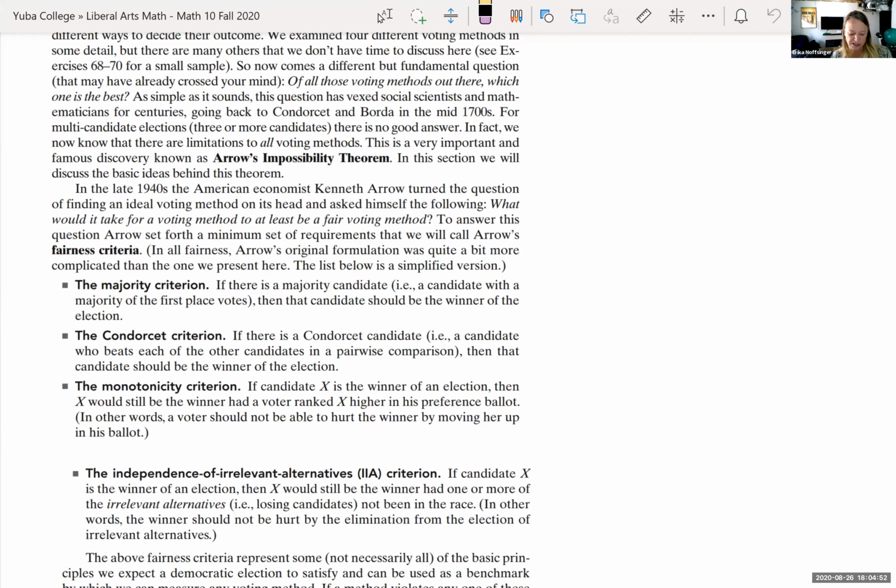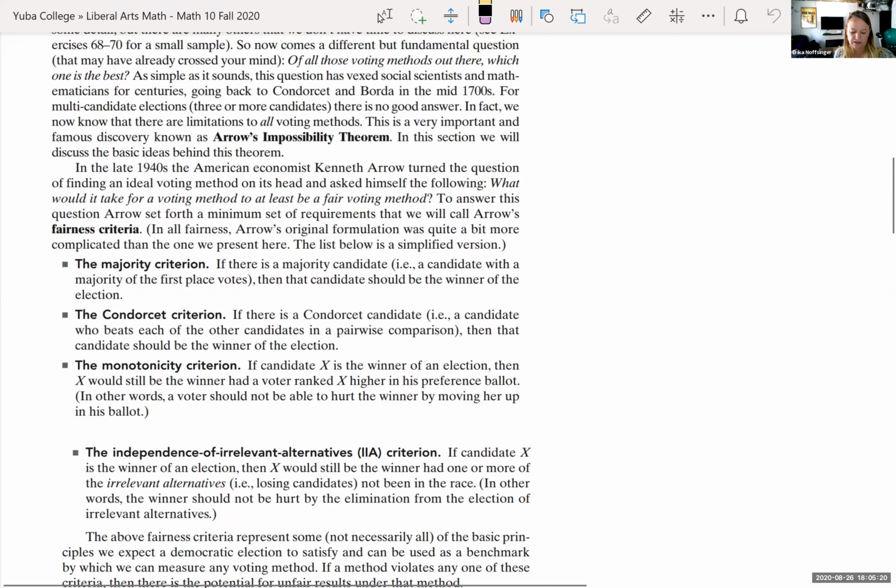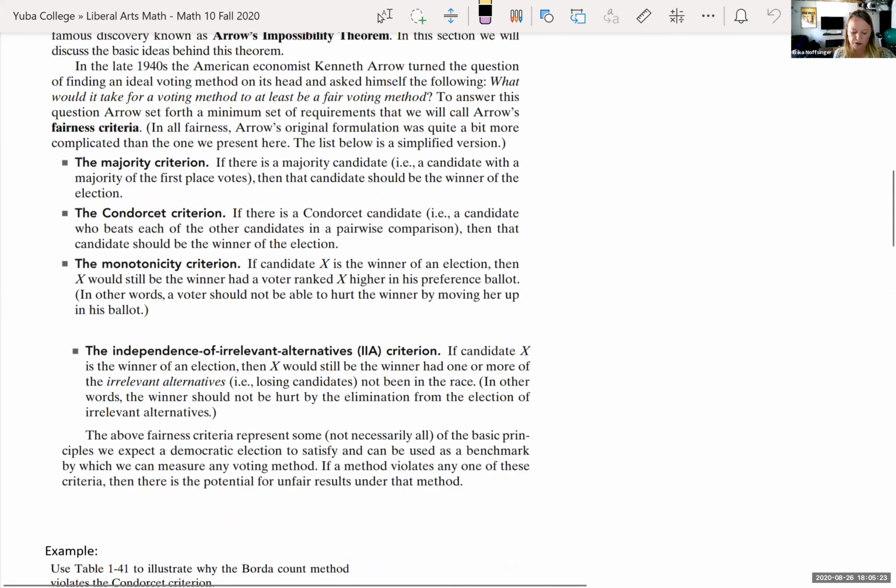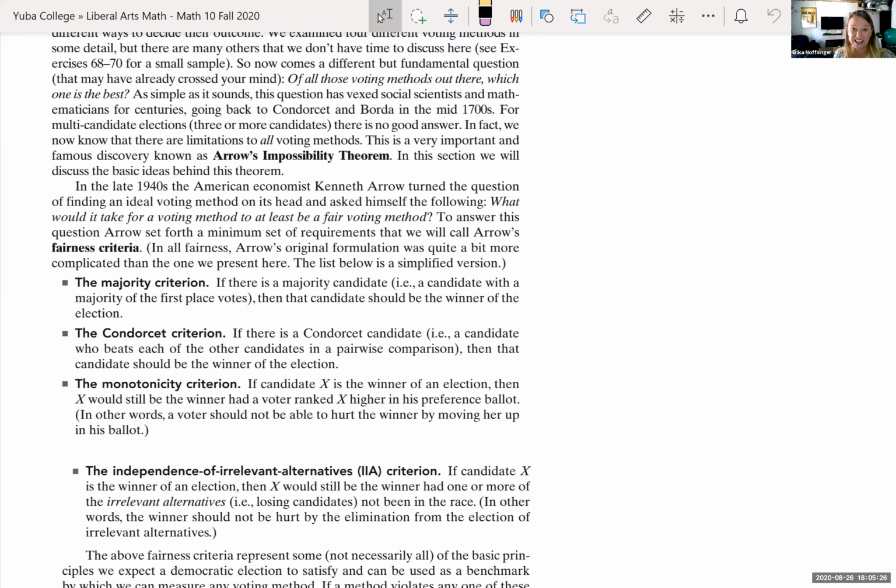We have the monotonicity criterion. If candidate X is the winner of an election, then X would still be the winner had a voter ranked X higher in his preference ballot. So in other words, a winner should not be hurt by a voter moving her up on his ballot. Because I believe that's like what we were just doing when we were doing the elimination with the plurality. And so if you're moving somebody up in the ballot and they were the winner before, that shouldn't hurt them.